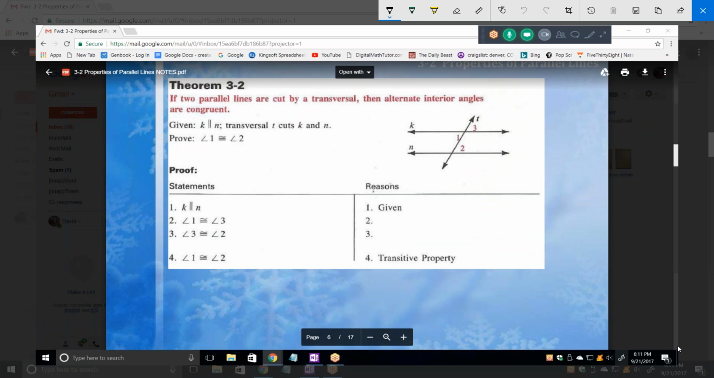What's the reason that angle 1 is congruent to angle 3? Vertical. Vertical angles are always congruent. What's the reason 3 is congruent to 2?